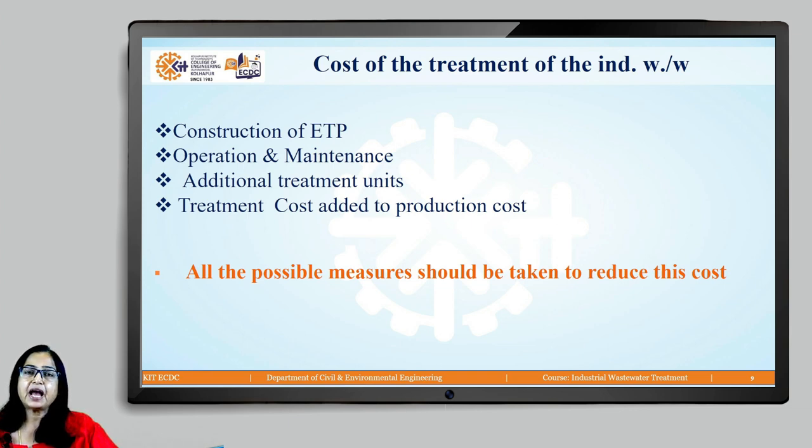Now, this ETP has to be in function for treatment. So, there will be operation and maintenance cost. Operation will require employment of people, experts. Then there will be requirement of electricity for pumping, for aeration, and even chemicals to be added. So, there will be operation and maintenance cost. Now, as we discussed earlier, compared to sewage, industrial wastewater requires extensive treatment. Hence, the ETP will have additional units which are not required for treatment of sewage. Additional unit, obviously, additional cost.